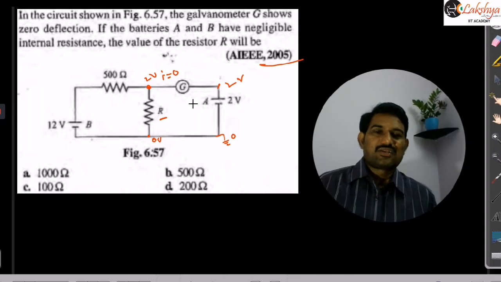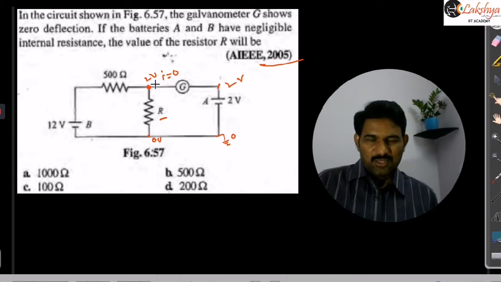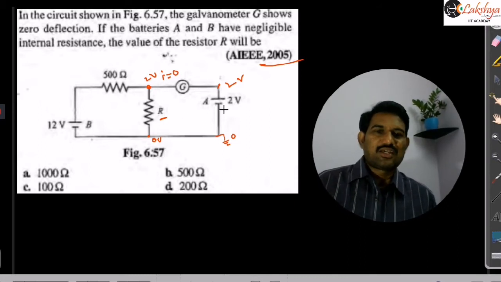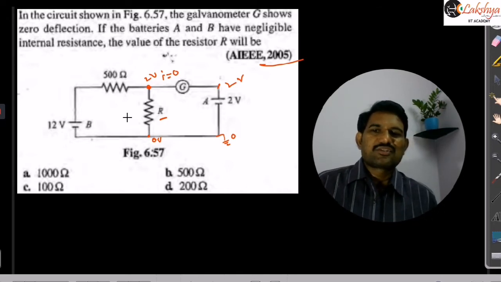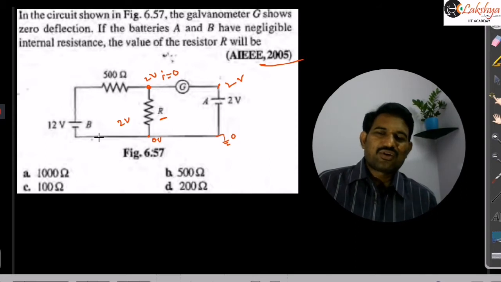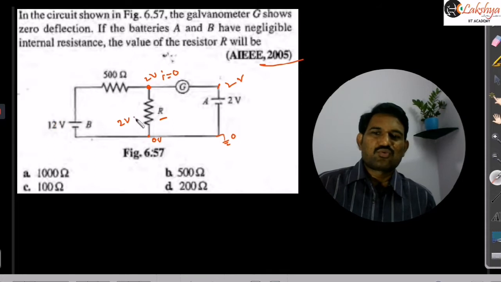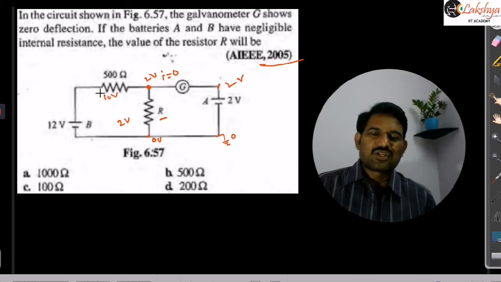So when the galvanometer indicates 0 reading, the potential difference across this resistance must be equal to the EMF of the cell connected across it. So you can consider this potential difference as 2 volts here. Now if you consider the left loop, in total we are applying 12 volts. Out of that, 2 volts potential difference is there here. The remaining 10 volts must be there across this resistance.